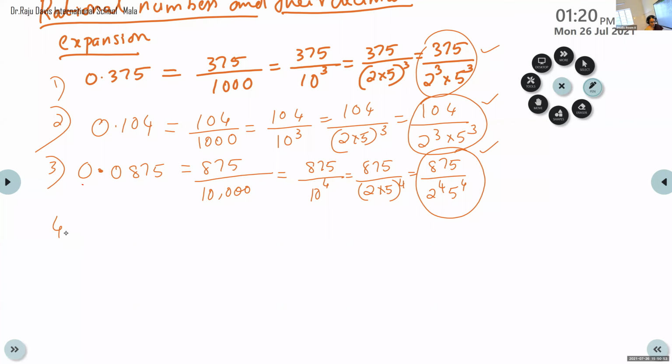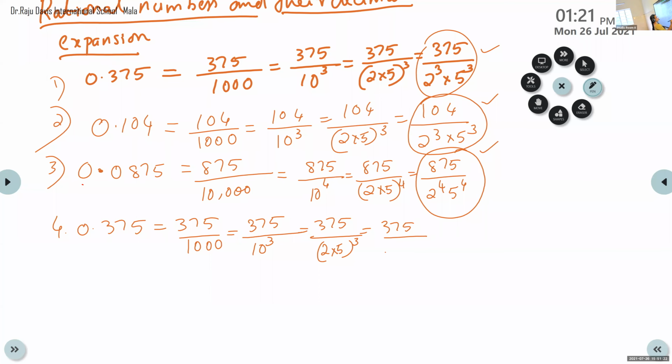Okay. Now, one more example I will show you. 0.375 we can write as 375 divided by 1000, that is 375 divided by 10 raised to 3, which is 375 divided by 2 cube into 5 cube. Listen, here we are going to find the factors of 375. What are the factors of 375?